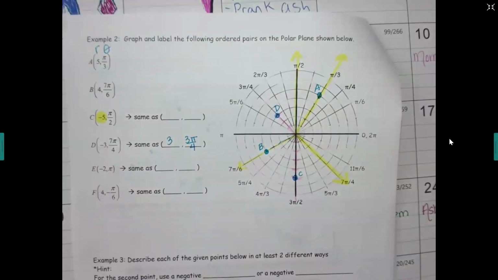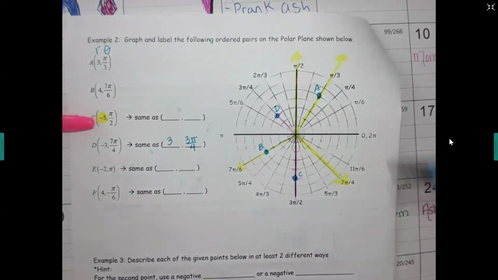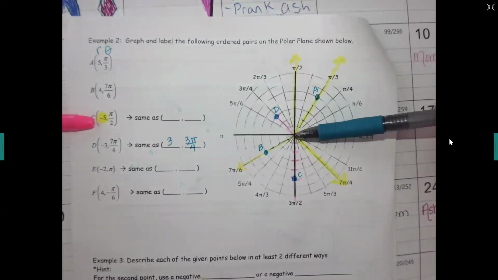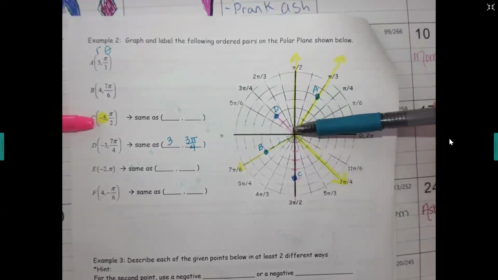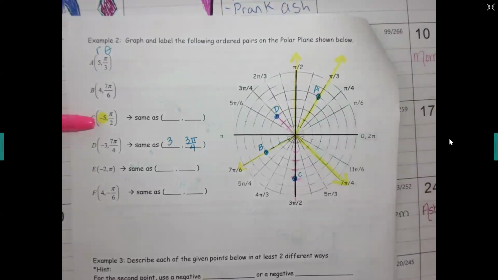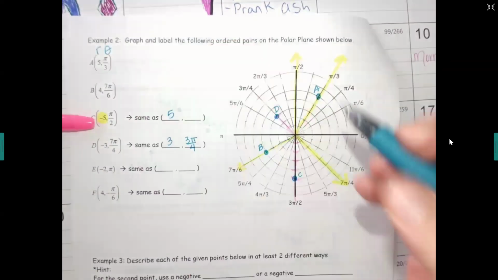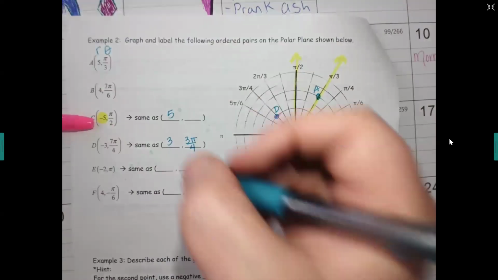Now let's say we want to do the same thing for C. Remember I went to pi halves, but then I counted away. Well, then if I want to use a +5 for my radius, then I would need to make sure that I'm counting towards 3 pi halves.